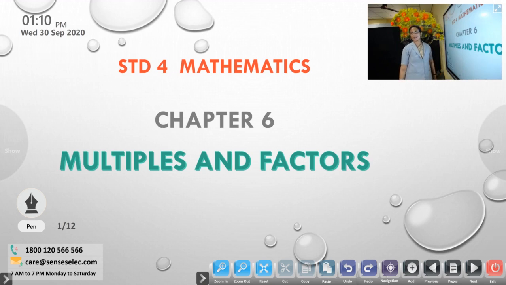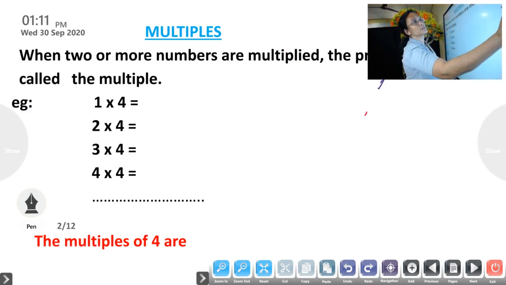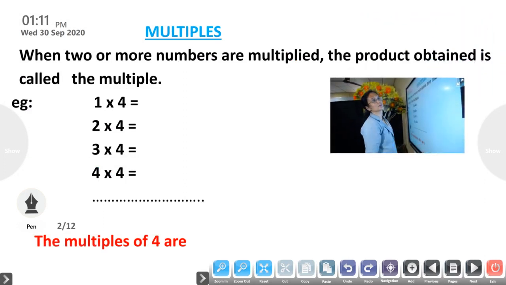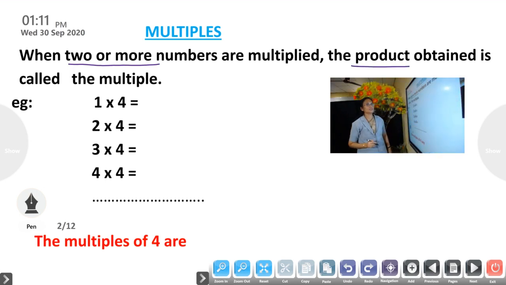Chapter 6, multiples and factors. Multiples. When two or more numbers are multiplied, the product obtained is called the multiple of those numbers. Example, 1 into 4, you know the multiplication table of 4.